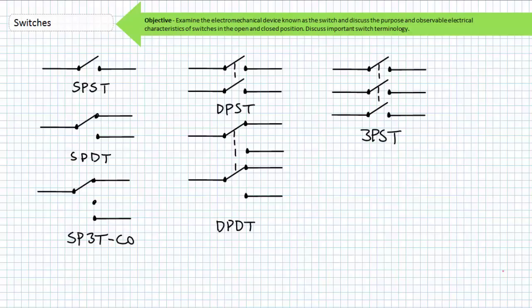Throws are the number of positions each pole can connect with. Single-throw devices like the single-pole single-throw, double-pole single-throw, and triple-pole single-throw switch have only 1 throw each contact. Double-throw devices like the single-pole double-throw and double-pole double-throw switch have 2 mutually exclusive connections for each pole. Triple-throw devices like the single-pole triple-throw center-off switch have 3 positions each pole can connect to.